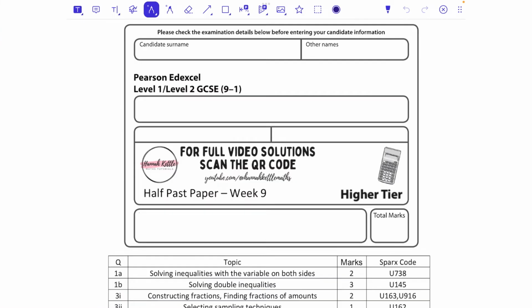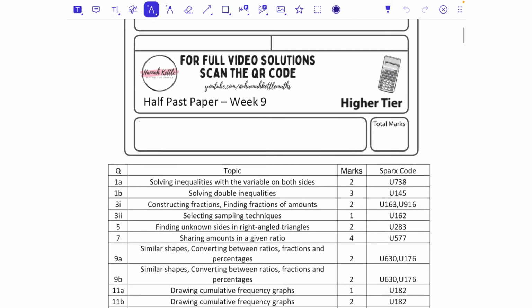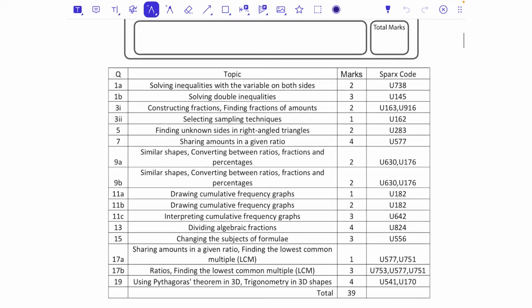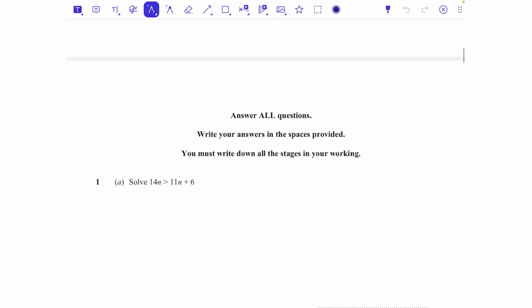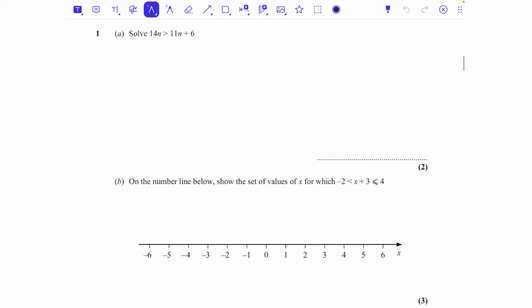So this is half past paper week 9. We've got all the odd numbers this week and it is 39 marks in total. So let's get into it. Higher tier, Sparks codes on the front as always.